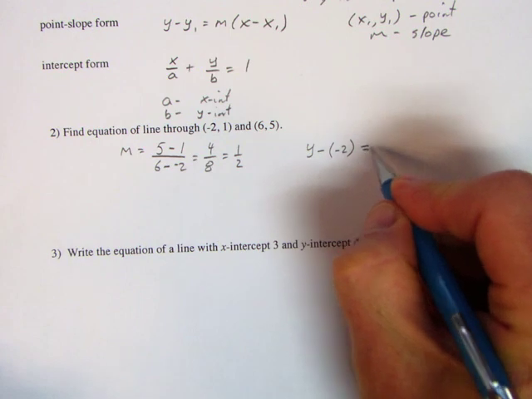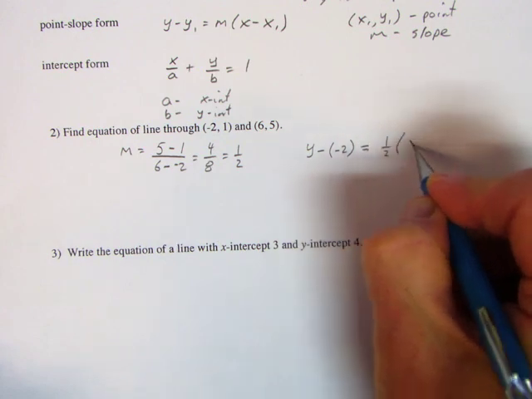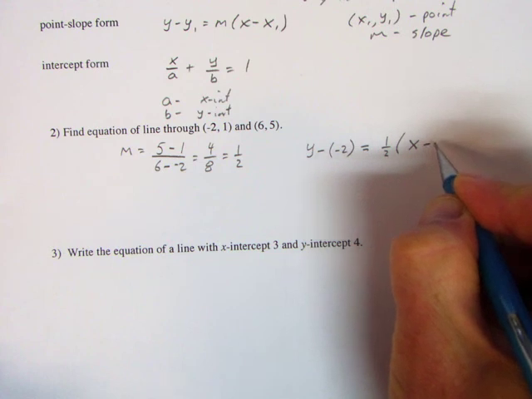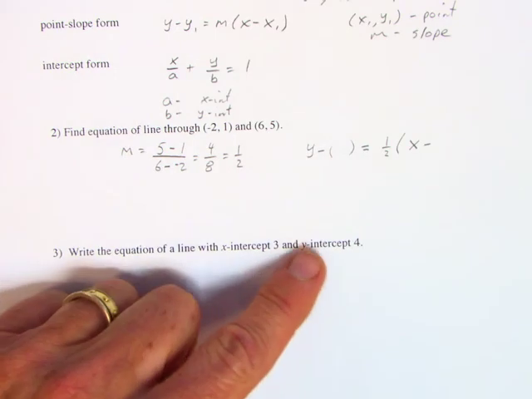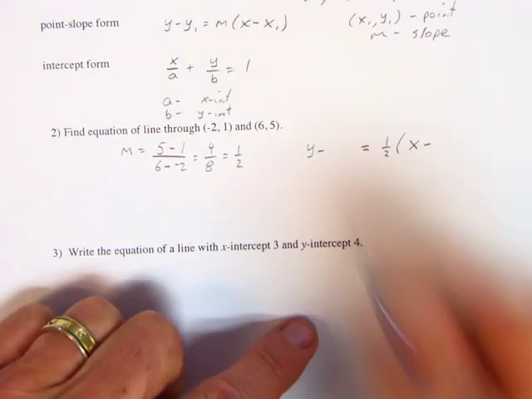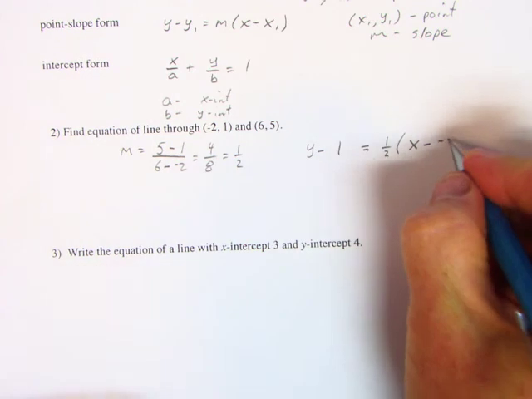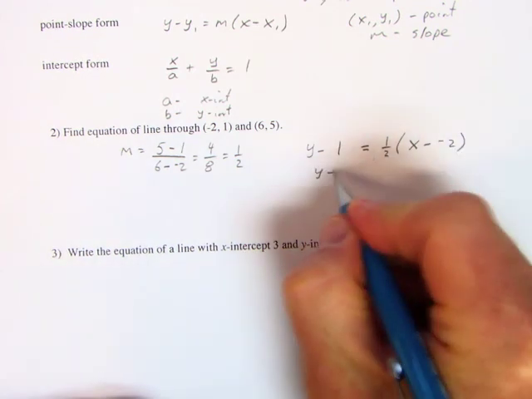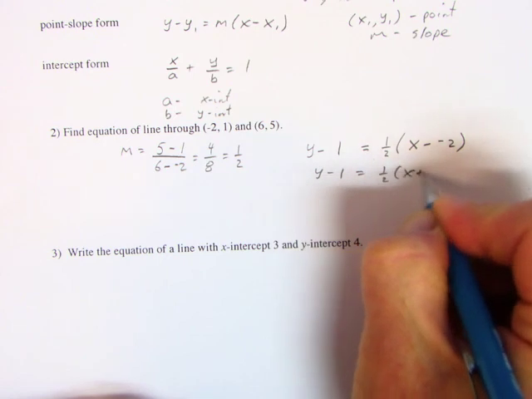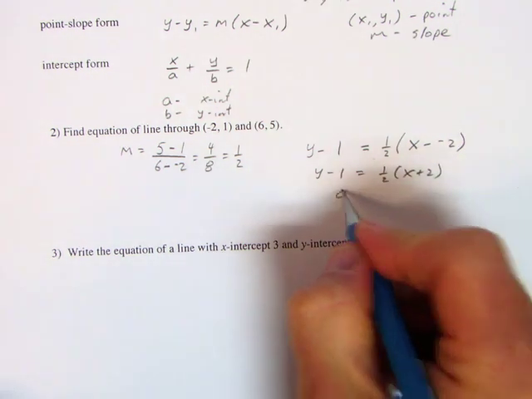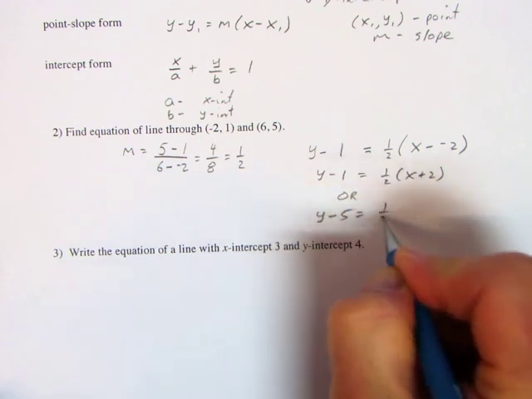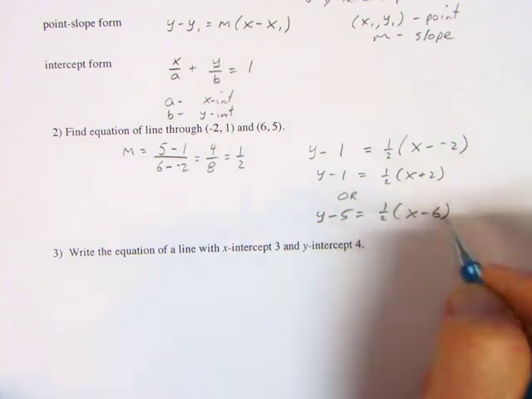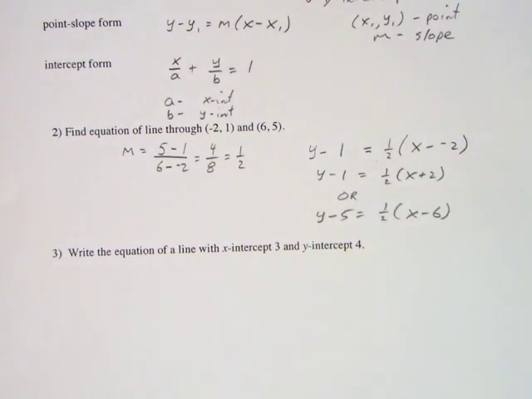y minus negative 2 equals 1/2 times the quantity of x minus, oh, I blew that. I put in the x value there. y minus 1 equals 1/2 the quantity of x minus x2. We can write y minus 1 equals 1/2 x plus 2. Or y minus 5 equals 1/2 x minus 6. You do not need to simplify this. As far as this problem goes, it's done.